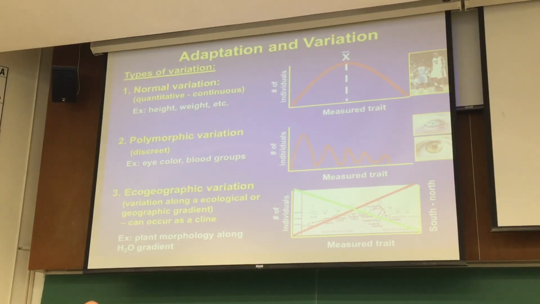All right, so those are it. Normal variation, polymorphic variation, ecogeographic variation. Again, normal is along a continuum. Polymorphic is distinct, discrete units. And ecogeographic climbs up or climbs down along a geographic or ecological gradient.